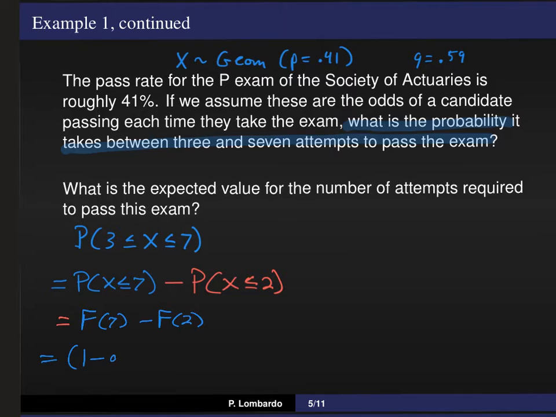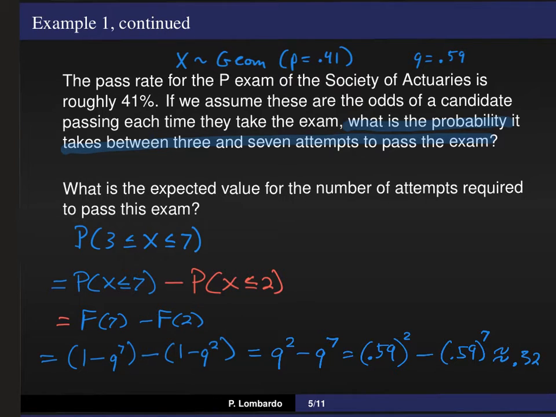So using our formula from the previous slide, we can quickly compute this in terms of the probability of failure. Now, be careful here. Make sure that you distribute your negative sign through. But what you should get is essentially q squared minus q to the 7th at the end here. So to quickly compute this probability, you just have to look at the difference of 0.59 squared and 0.59 to the 7th. This is approximately 0.323, let's call it.